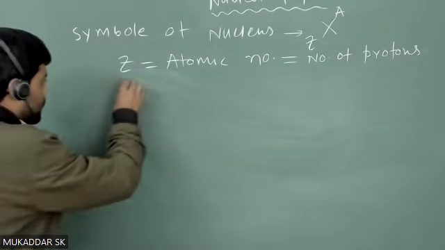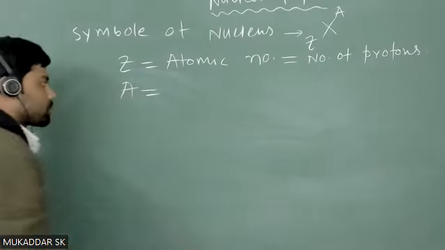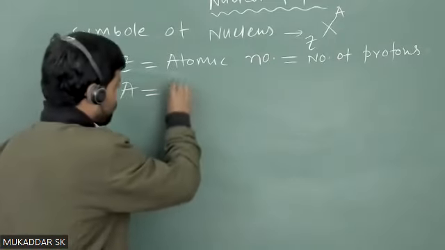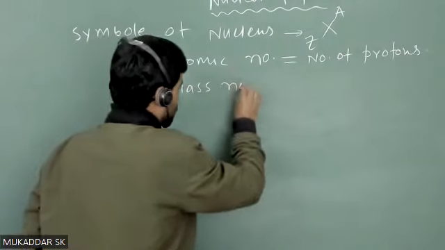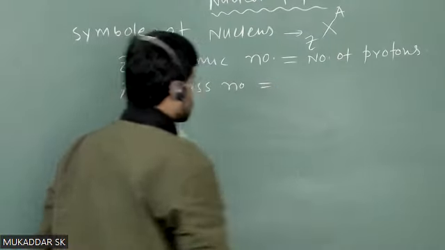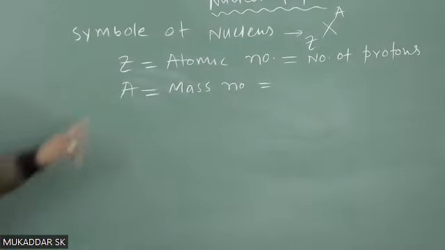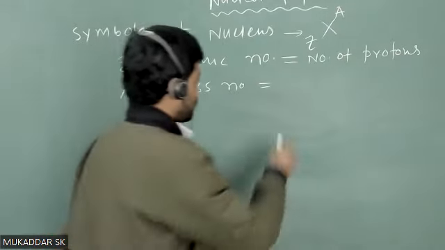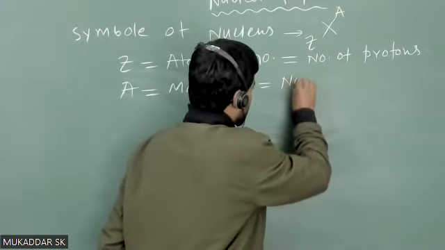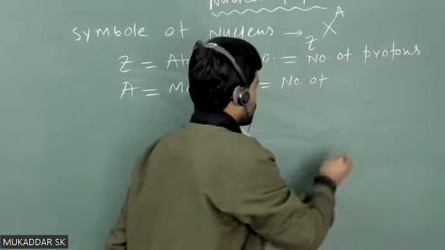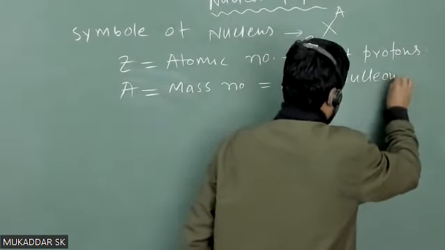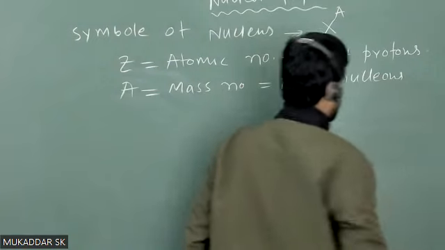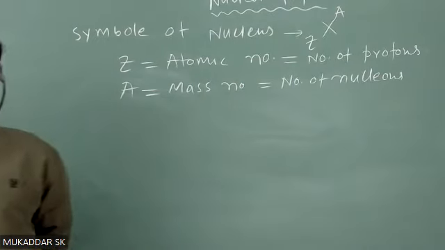And A is basically called the mass number, right? A is also called the number of nucleons, the number of nucleons present inside that nucleus.